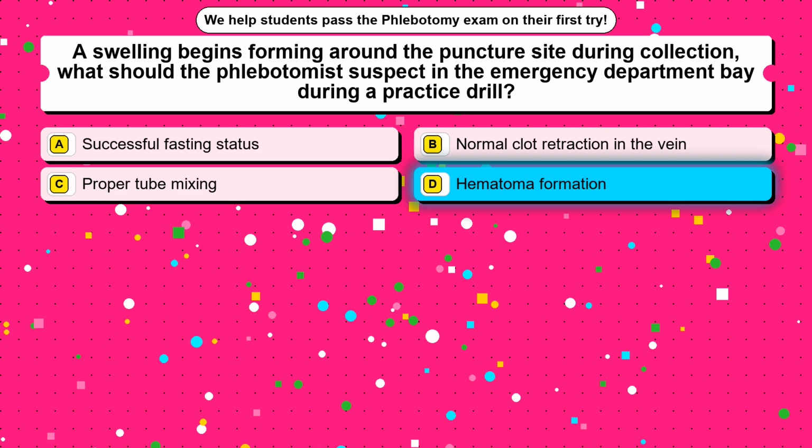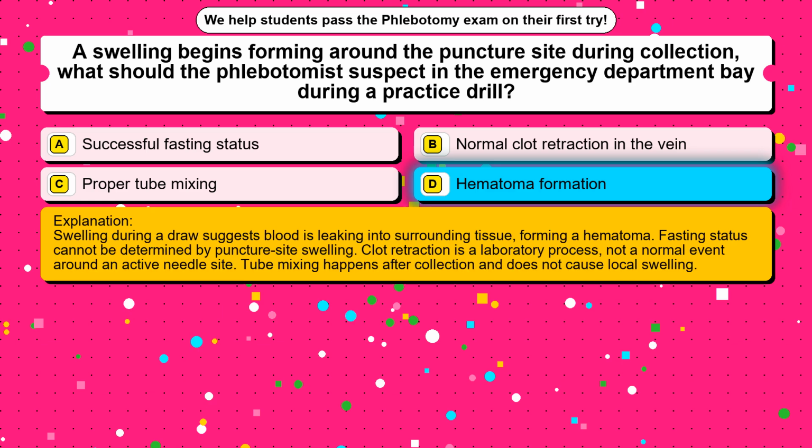Hematoma formation. Swelling during a draw suggests blood is leaking into surrounding tissue, forming a hematoma. Fasting status cannot be determined by puncture site swelling. Clot retraction is a laboratory process, not a normal event around an active needle site. Tube mixing happens after collection and does not cause local swelling.